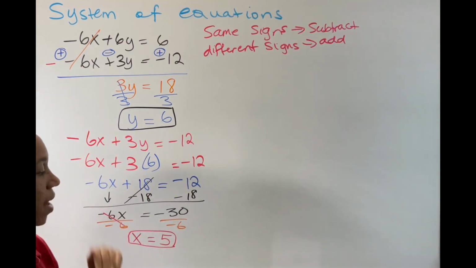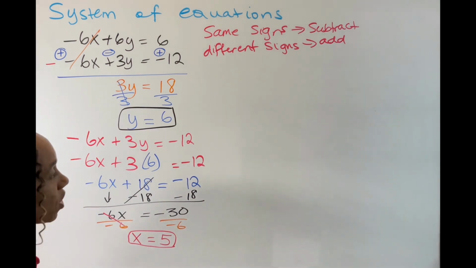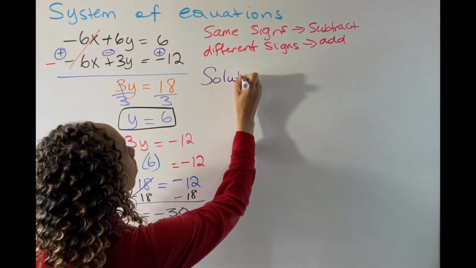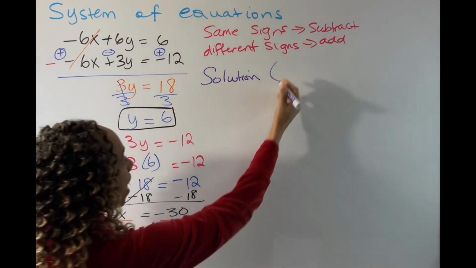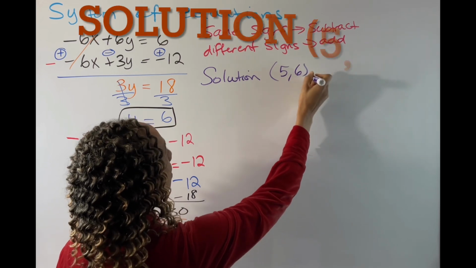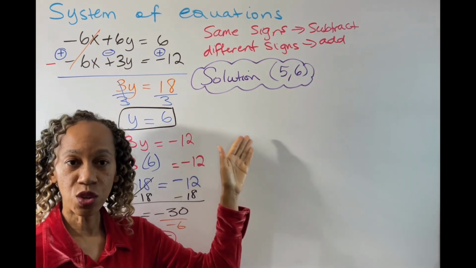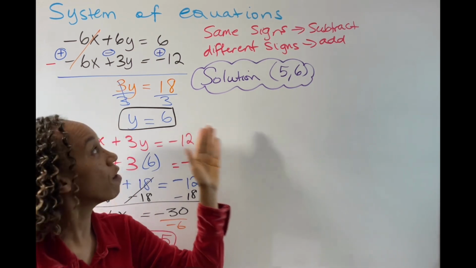Now that you have your value for y and your value for x, you are going to write your answer, and your answer must be written as an ordered pair. So you are going to write your solution here, in a set of ordered pairs. Your x comes first, so it's going to be 5, comma, 6. And this is your answer for that part. This solution 5, 6 is telling you that it is the solution for each of the equations.